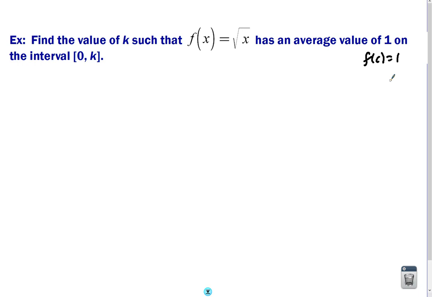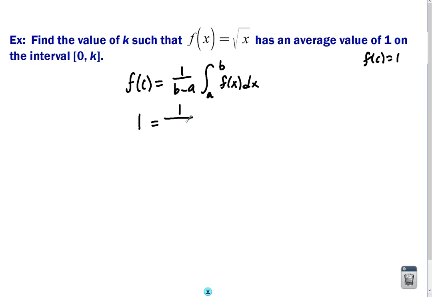All right, let's start with our equation. f of c equals 1 over b minus a, times the integral from a to b of f of x dx. I already know that this is 1 equals 1 over, 0 is a, and I don't know b, so it's k. So I have k minus 0, from 0 to k of root x dx. This is interesting. So 1 equals 1 over k.